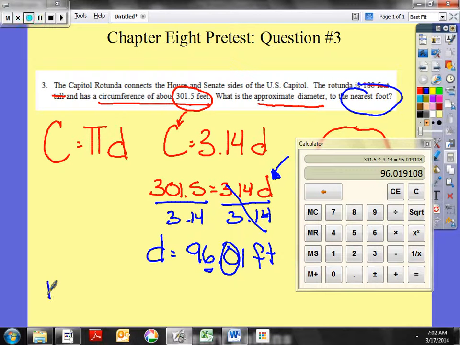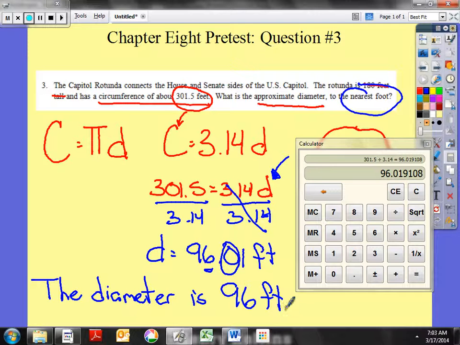So the diameter of the rotunda is 96 feet. Hope that helps you out.